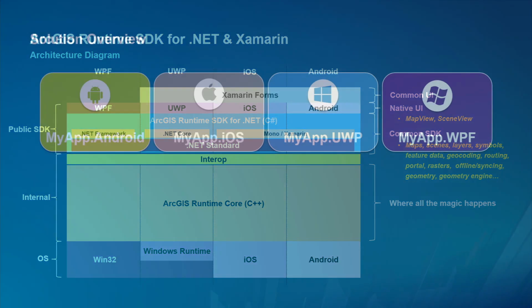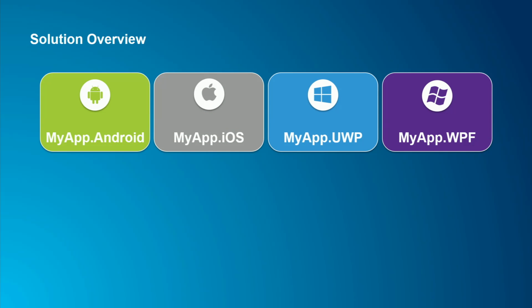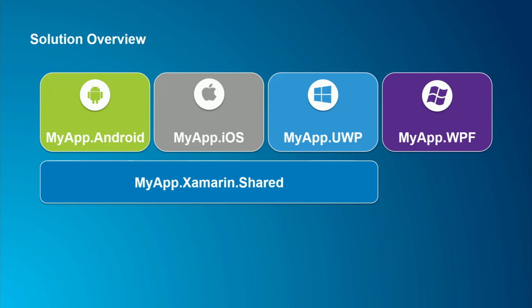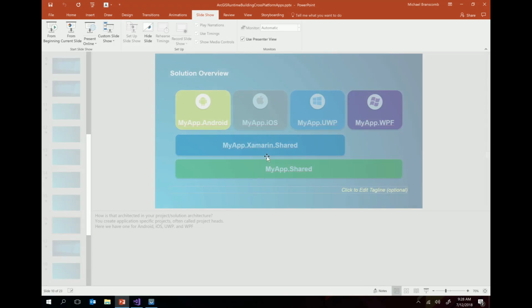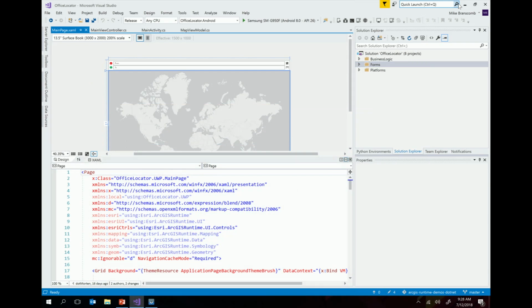So let's take a quick look at how you would architect your project then. You will have an Android application, an iOS application, UWP application, WPF application. Those are your projects, then your solution. And then you have another project that contains your shared code. And finally, that's a shared UI code if it's using Xamarin Forms. And then finally, another project with your shared code for all of the business logic. So let's take a look at that within Visual Studio then.